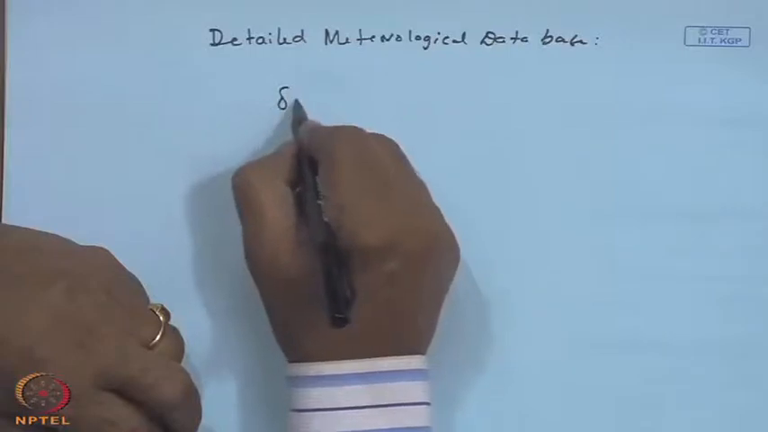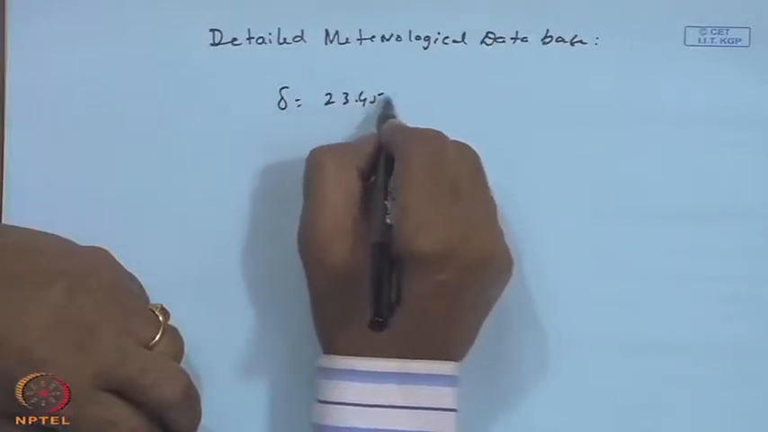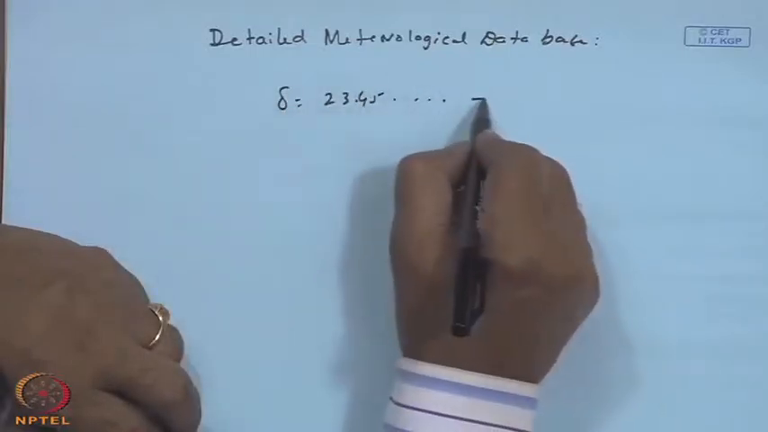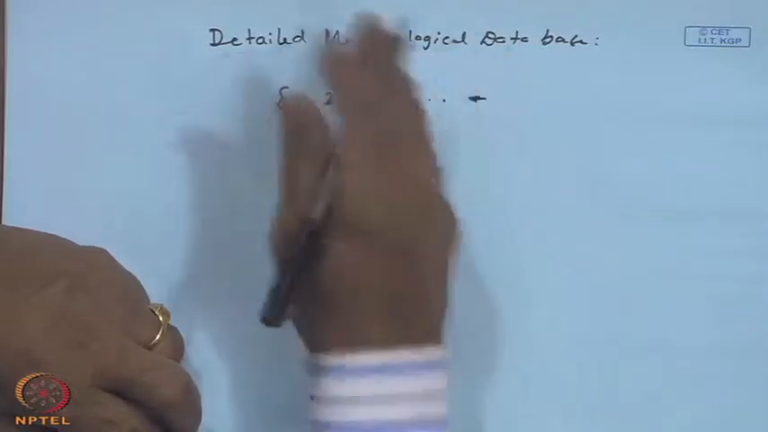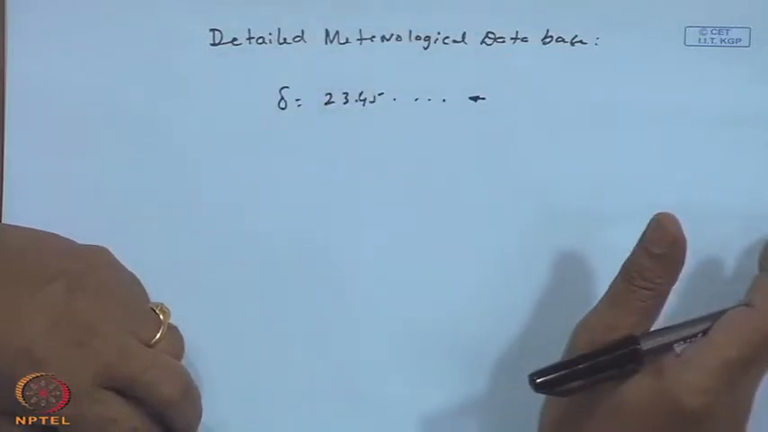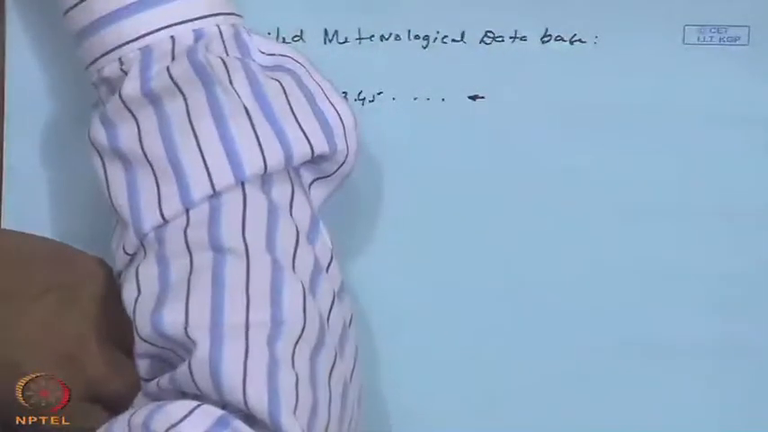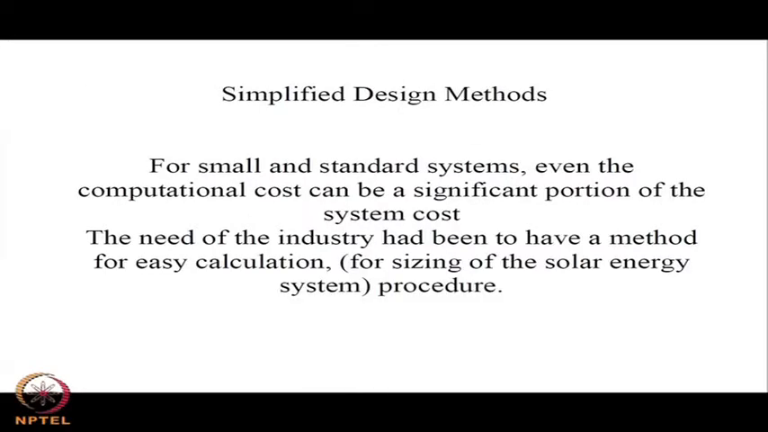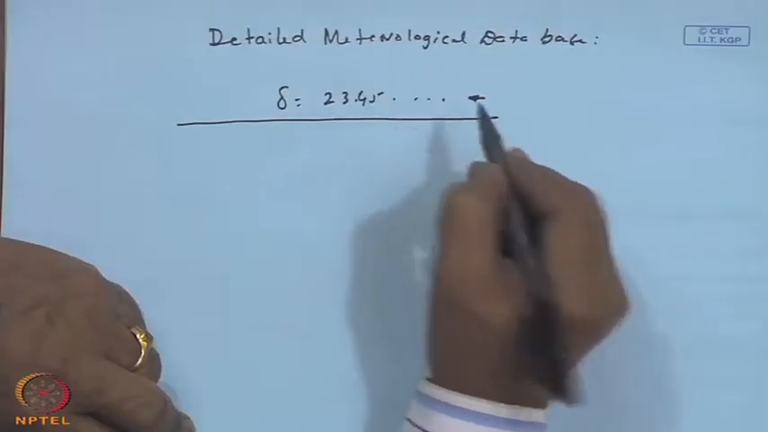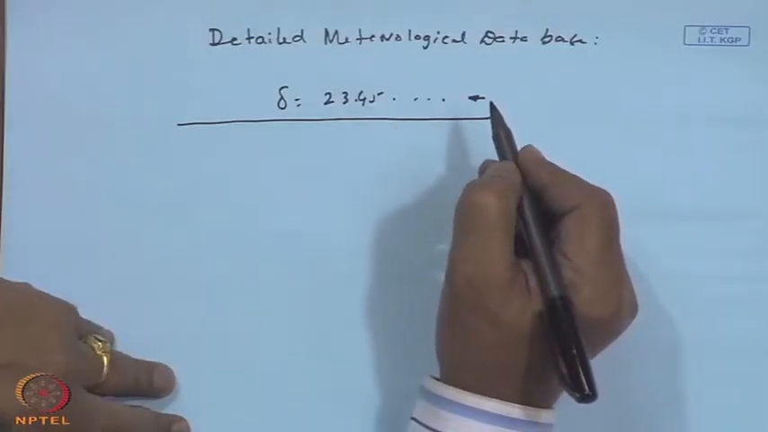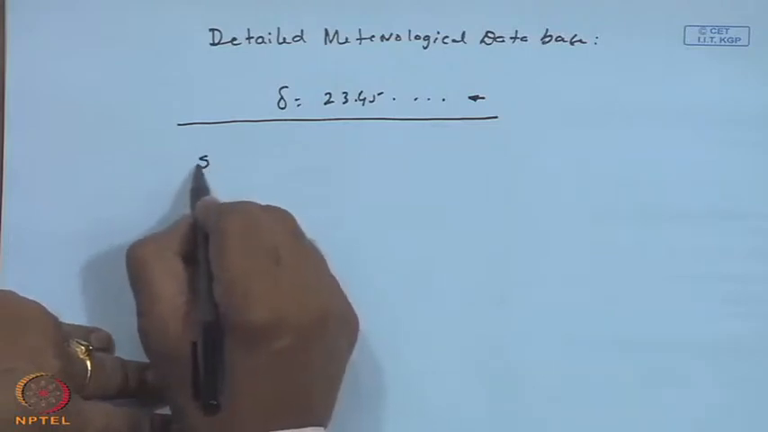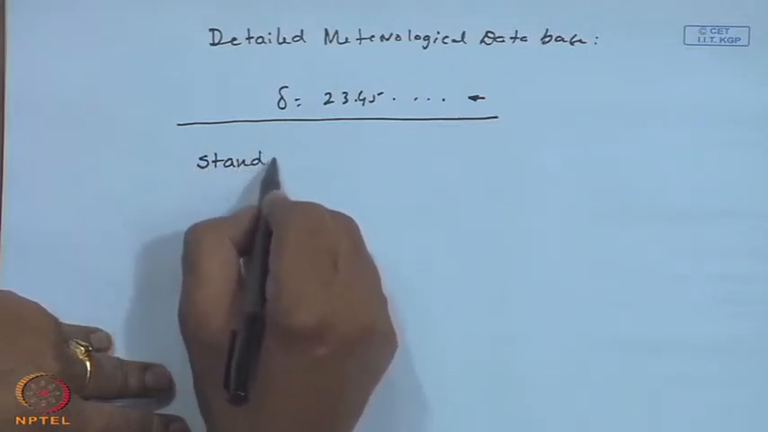almost all the data can be generated through equations, though your component models could be analytical, which can be clubbed together along with this data. In other words, if I try to give an example, delta equal to 23.45 something. This equation is much more amenable for computer implementation than a set of 365 values of data delta for each day. Now, if you consider, you will also notice many of the systems are standard systems.